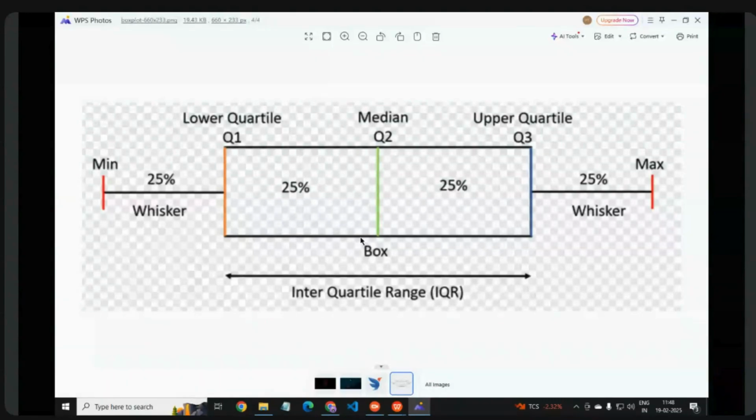The interquartile range is a statistical measure that represents the spread of the middle 50% of a data set. The remaining data is on the whiskers. It is useful to detect outliers and understand the data distribution. Is there any formula for that? Yes: IQR is equal to Q3 minus Q1.